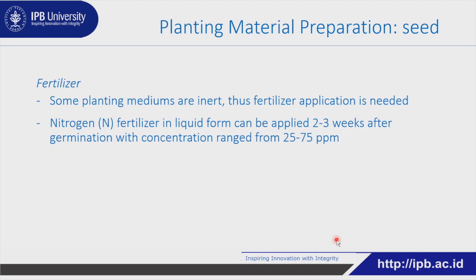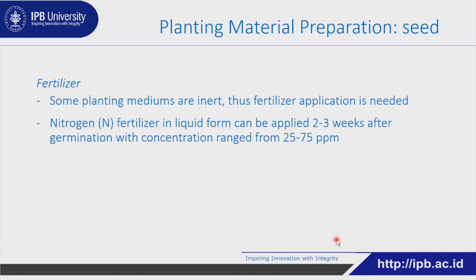Fertilizer: some planting mediums are inert, not containing any nutrients, such as rice husk, that we already talked about before. In this case, fertilizer application is needed. For the first, nitrogen fertilizer in liquid form can be applied, and the concentration or dosage depends on what kind of plant we want to propagate.